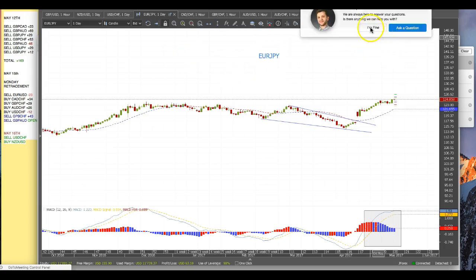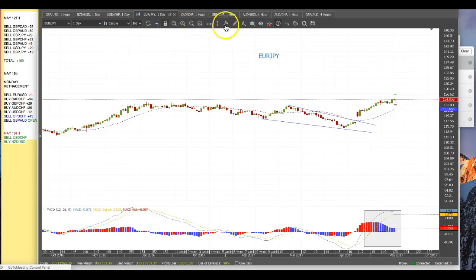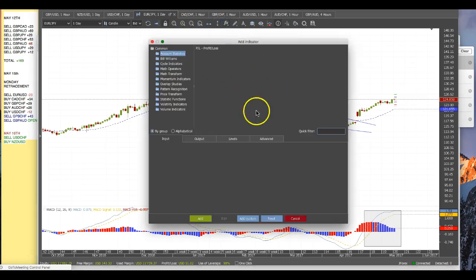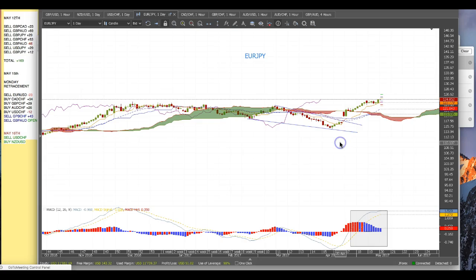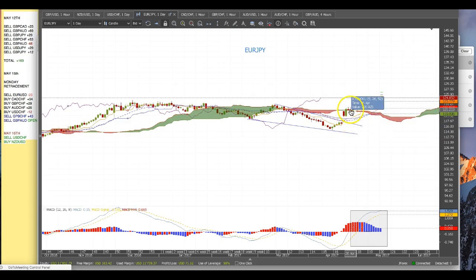One second, let me just add Ichimoku. For those of you that are using the Ichimoku indicator, price is above the Ichimoku cloud. Okay. It is a lagging indicator, and I would have taken this trade even before it broke above the cloud, based on this trend line and based on the MACD indicator. Okay, so let me just remove the cloud.